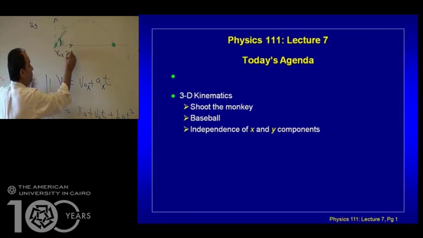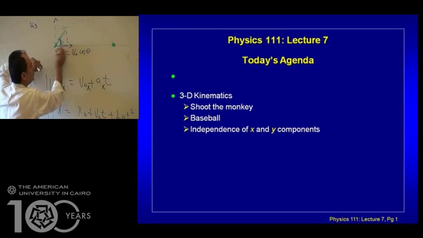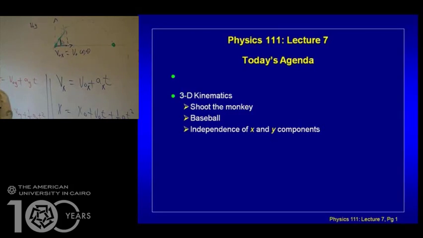It's going to be v0 cosine theta. So this part is the initial velocity along the x-axis. How about the initial velocity along the y-axis? Mariam? V initial sine of the angle theta. So now we know what that means.